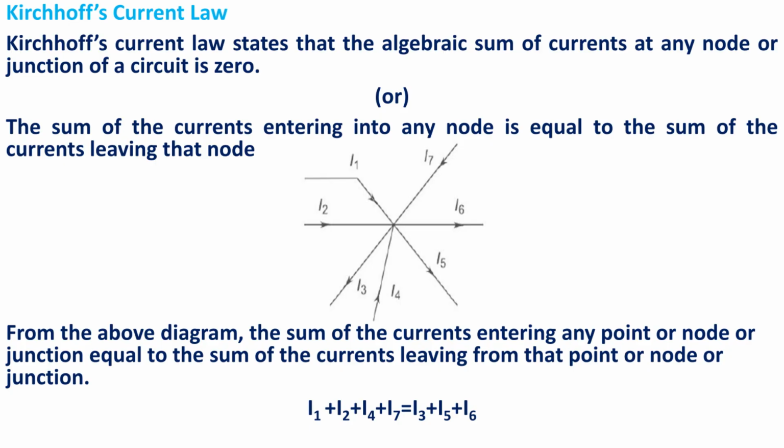Kirchhoff's current law. Kirchhoff's current law states that the algebraic sum of currents at any node or junction of a circuit is 0, or the sum of currents entering any node is equal to the sum of currents leaving that node. From the above diagram, the sum of currents entering any point, node or junction is equal to the sum of currents leaving from the point, node or junction. I1 plus I2 plus I4 plus I7 is equal to I3 plus I5 plus I6.